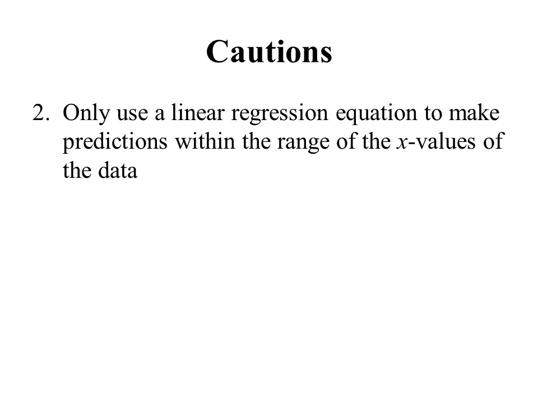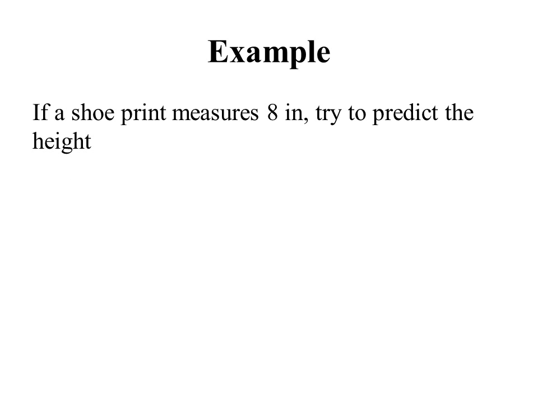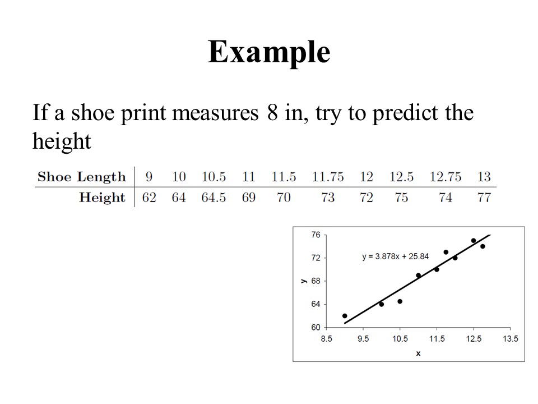The second caution is to only use the regression equation to make predictions within the range of the x values of the data. So as an example of what we mean by that, let's suppose that another investigator measures a shoe print of 8 inches. And so let's try to predict the height of our person. So here's our data. Notice that our shoe length data goes from 9 up to 13. And here's a graph of that. We see that over that range from 9 to 13 we get a nice straight line. However, notice that 8 is outside of that range.